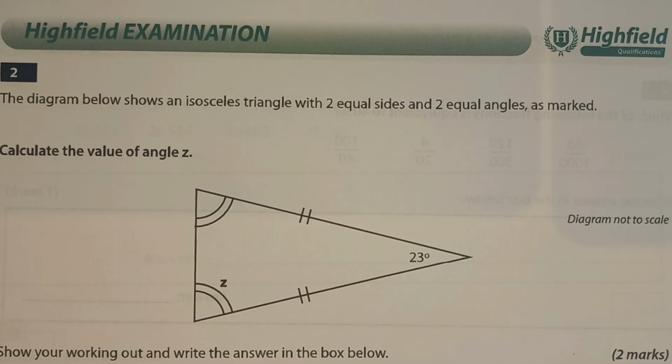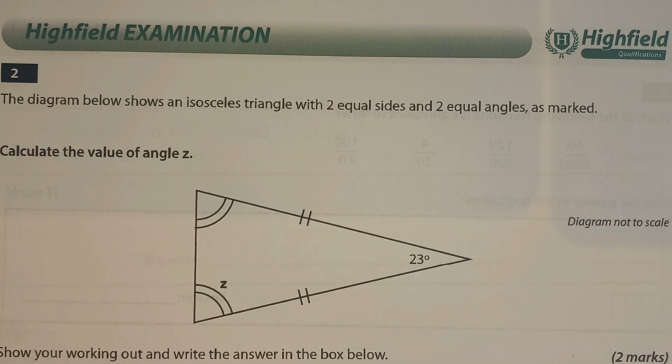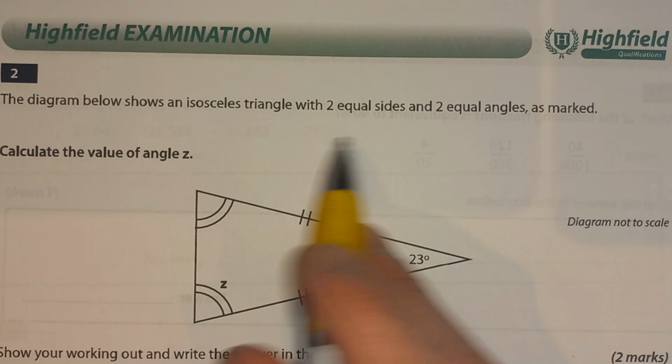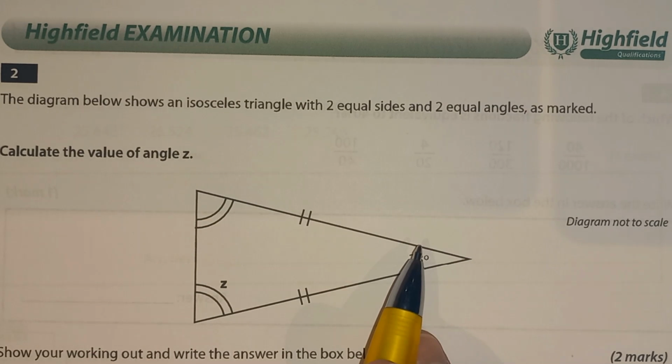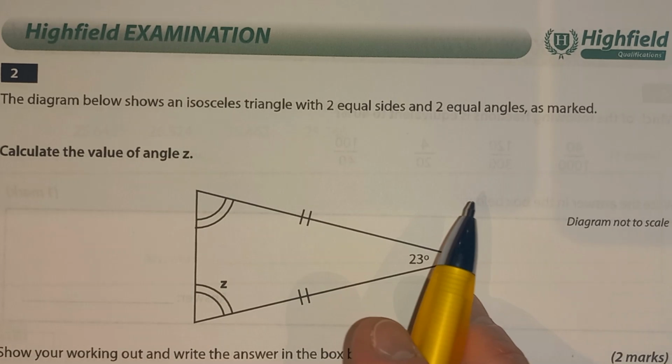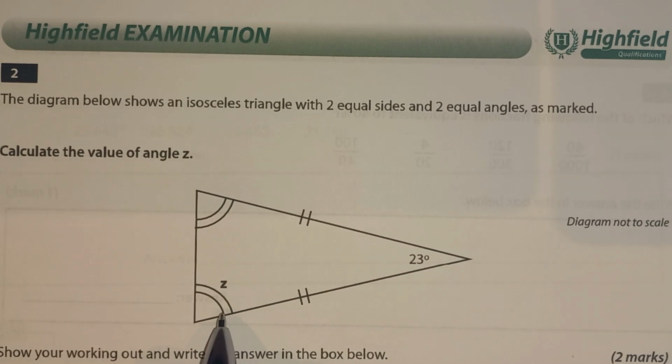Question 2. The diagram below shows an isosceles triangle with 2 equal sides and 2 equal angles as marked. Well, as you know, isosceles triangle means it's got 2 equal sides and 2 equal angles. So they're telling us that as well, which is nice of them. Calculate the value of angle Z down here. Show your working out and write the answer in the box below.